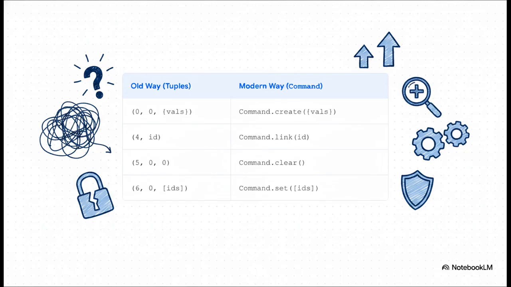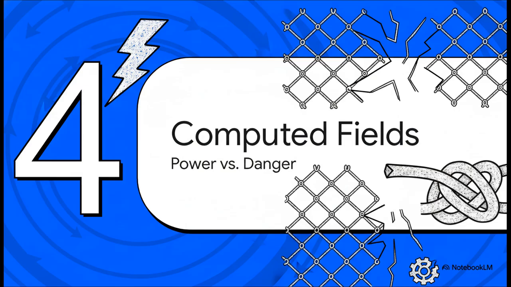Now, when you have to actually manipulate these relationships in your code, please, for the love of all that is maintainable, do not use the old tuple syntax. Seriously, what does (6, 0, ids) even mean? It's a nightmare. Since Odoo 15, we have the Command API. It's clean, it's readable, it's self-documenting. Command.set, you know exactly what that does. Use it, always.